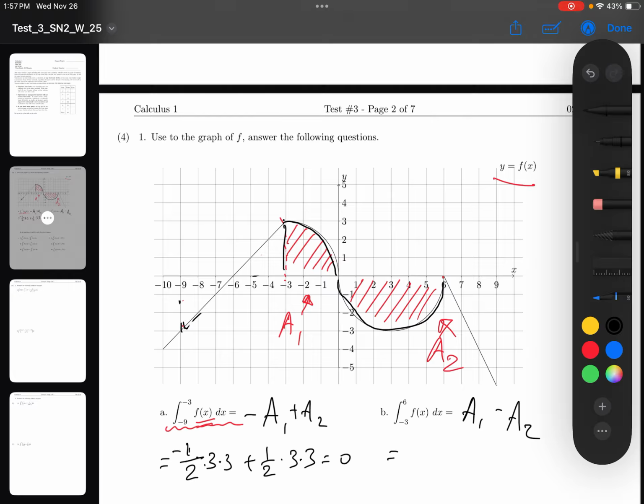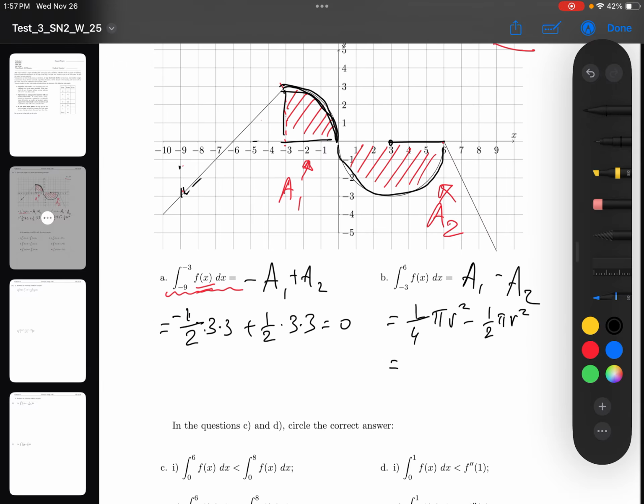How to calculate these? Well, I can see that this is a quarter of a circle, so 1/4 pi r squared minus 1/2 pi r squared. That's my area 2, and in both cases the radius is 3, right? So that's going to be equal to 9 pi over 4 minus 9 pi over 2, and that's simply negative 9 pi over 4.